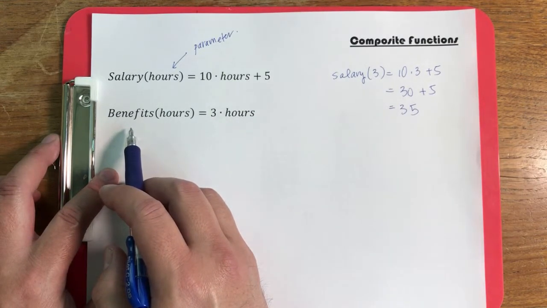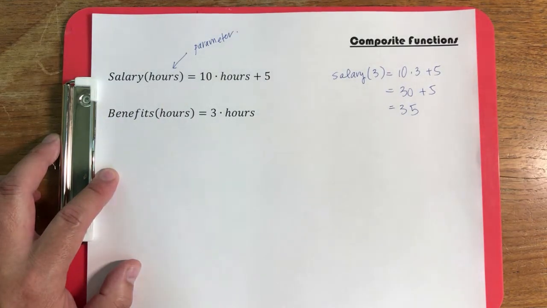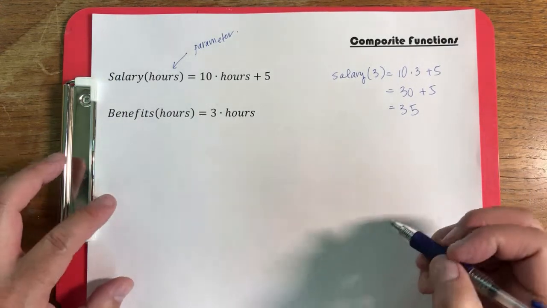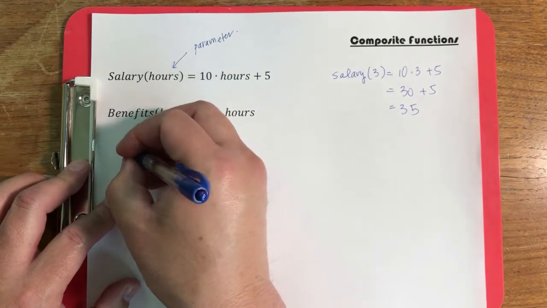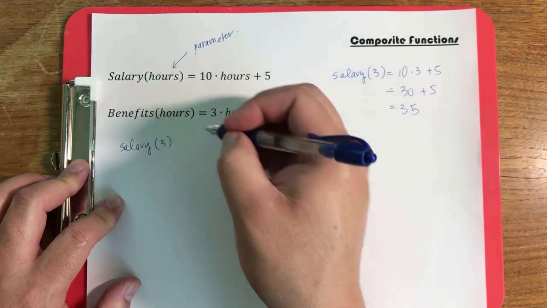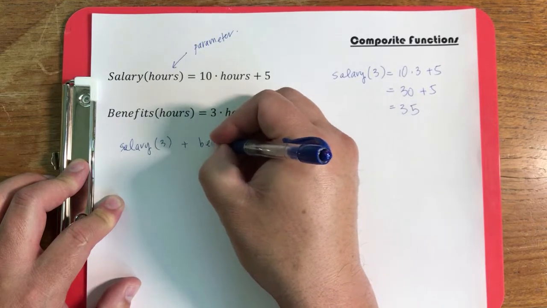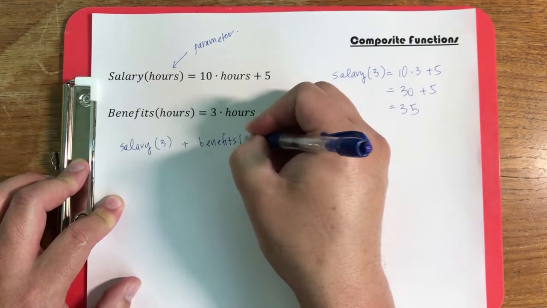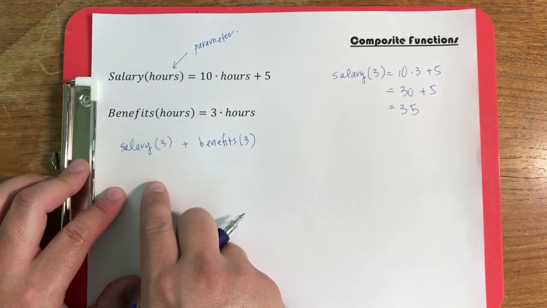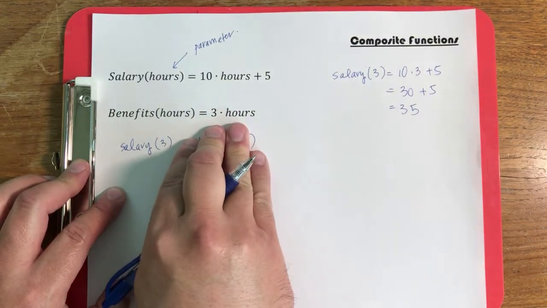So let's say that the state required that for every hour you worked, I pay you $3 an hour for benefits. So if I wanted to compute how much you cost me for working 3 hours, I could write it like salary times 3, not times 3, but we're going to plug 3 into salary, plus we're going to plug in 3 into benefits. And then I could compute how much you cost to the company by then plugging 3 into each one of these functions separately.